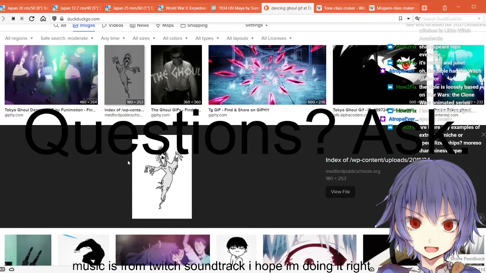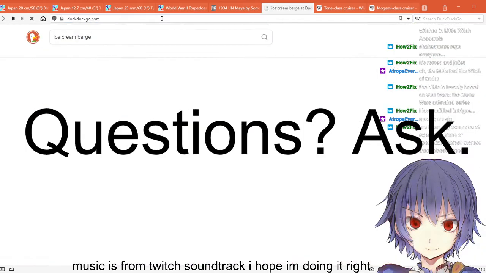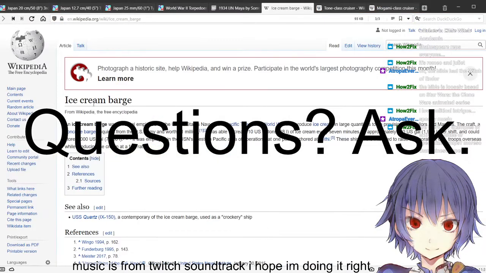Are there any examples of extremely niche or specialized ships? Yes, there are. Ghoul! No, did I just dox myself? No, I don't think so.